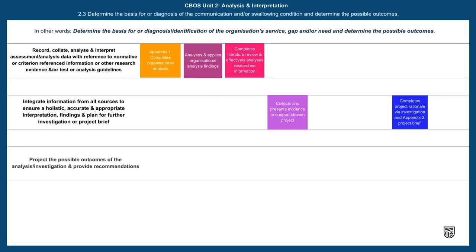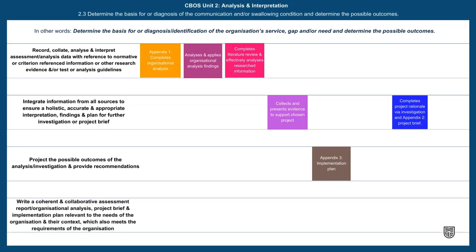Project the possible outcomes of the analysis or investigation and provide recommendations. So this would be the implementation plan. And finally, write a coherent and collaborative organisational analysis, project brief, implementation plan, and final report relevant to the needs of the organisation and their context, which also meets the requirements of the organisation. Now this speaks for itself through completion of all the appendices.